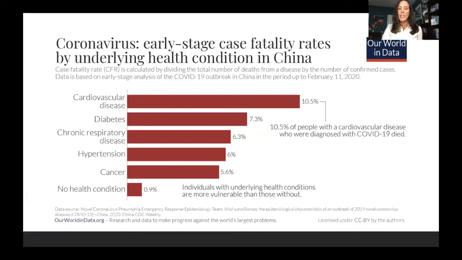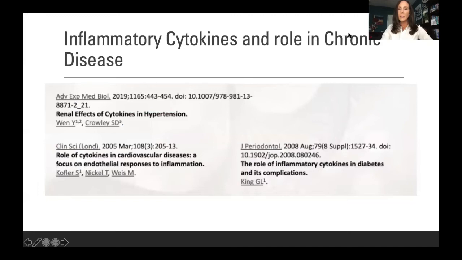This is a study from the beginning in China showing the early stage case fatality rates associated with cardiovascular disease, diabetes, chronic respiratory disease, hypertension, cancer, etc. Very few were associated with no health condition. So how interesting is that? Because these things are also at the core, as I'll show you, of endotoxemia and responses from the cellular cytokine response. This is just showing you some of the evidence of those chronic diseases and inflammatory cytokines being at the base.